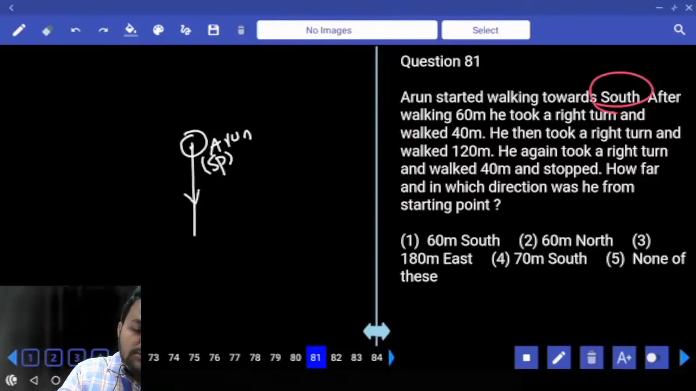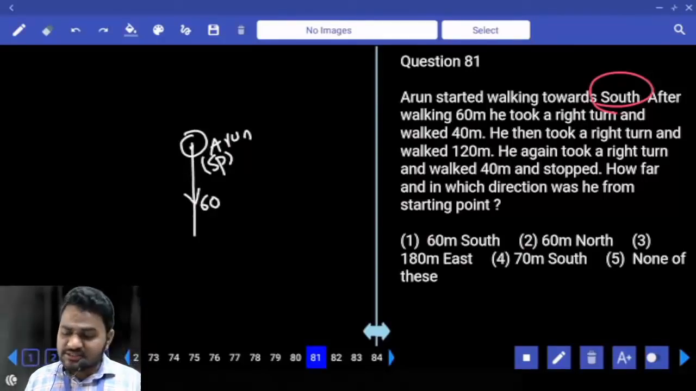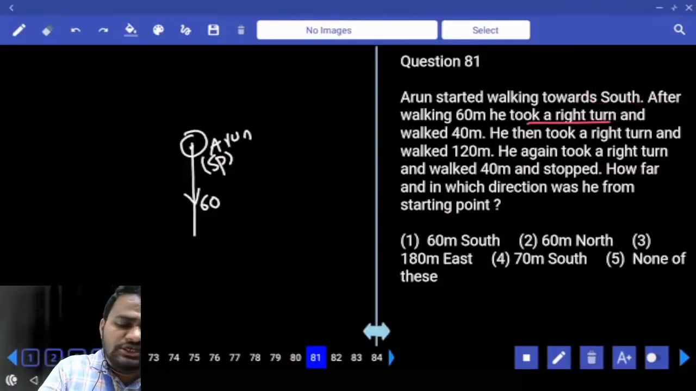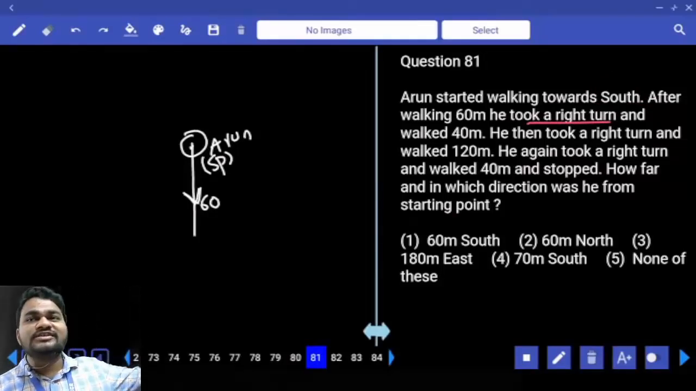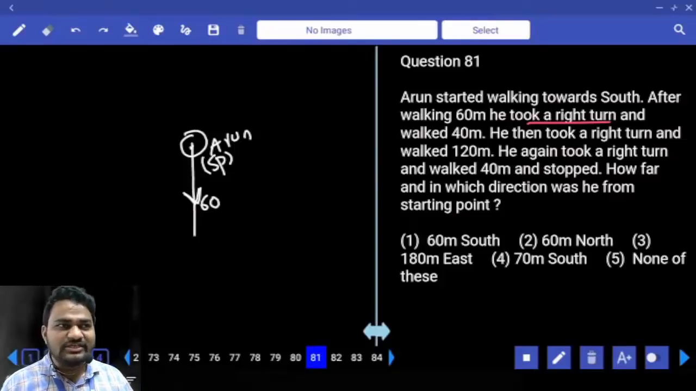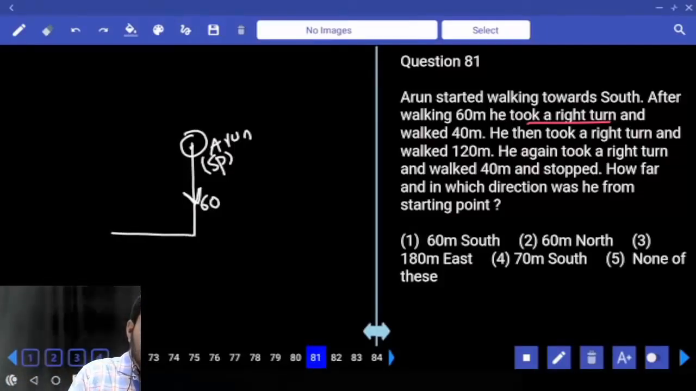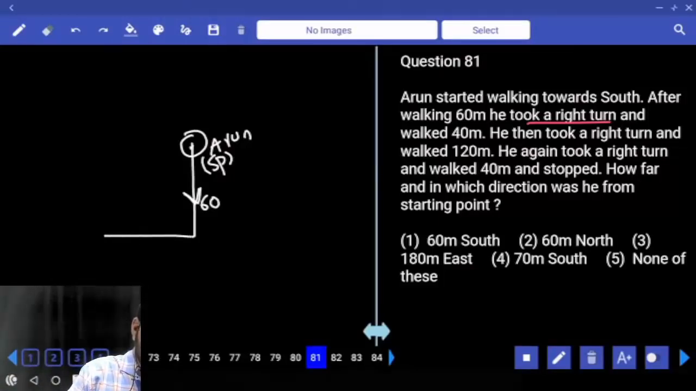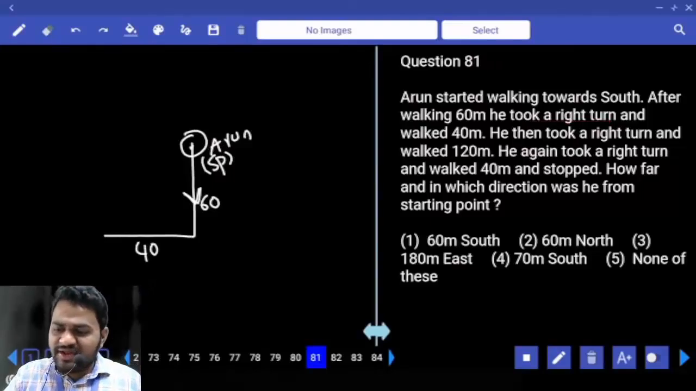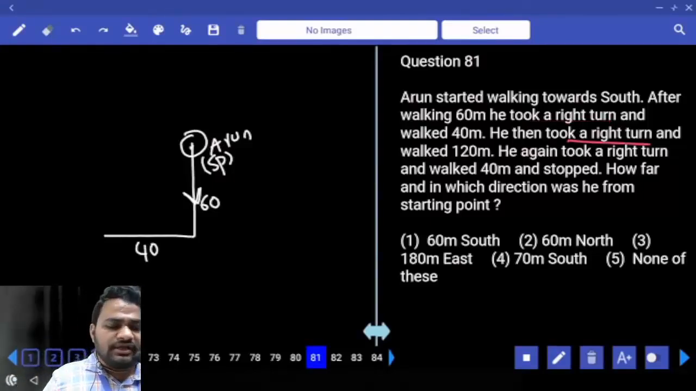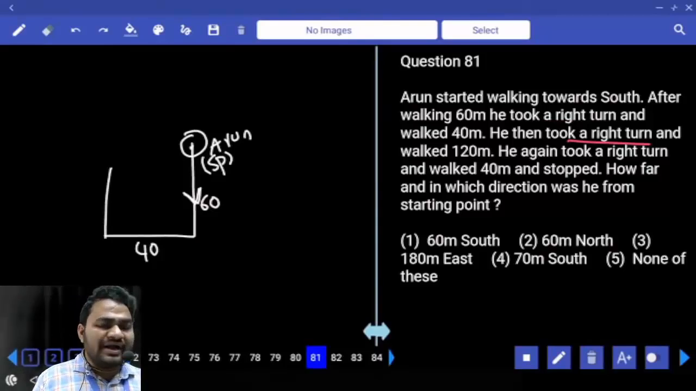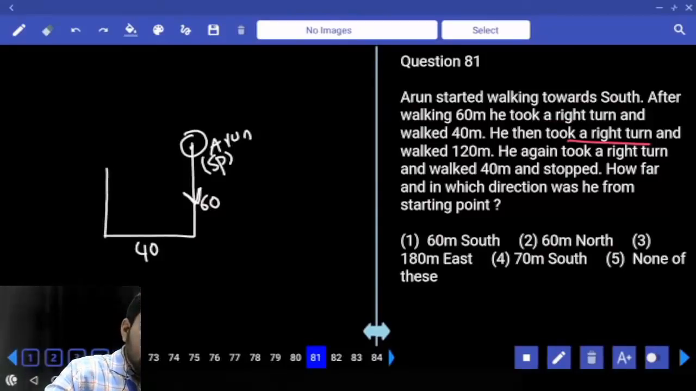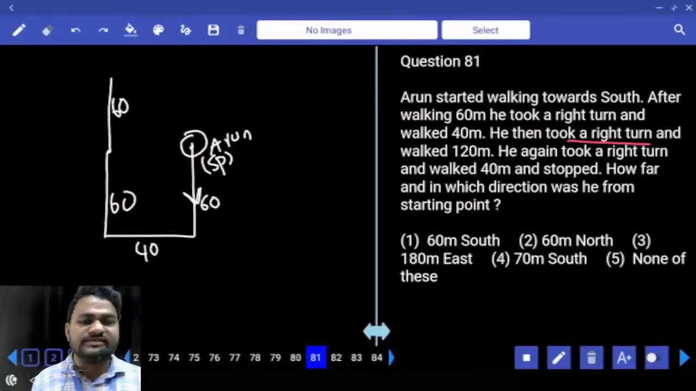After walking towards south for 60 meters, he took a right turn. When the person is traveling, here you need to take Arun's right, not your right. When the person is traveling towards south, right is this, and walk for 40 meters. He then took a right turn and walked for 120. Right is this, 120. Out of 120, 60 is completed as it is 60. But to make 60 into 120, an extra 60 meters is required.